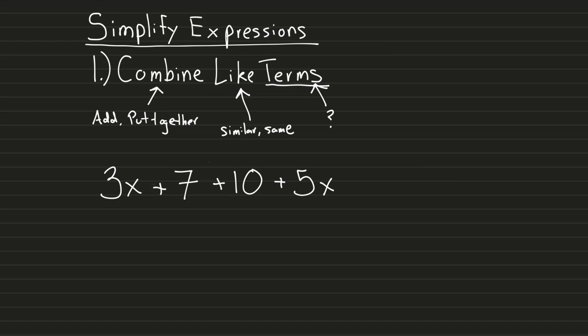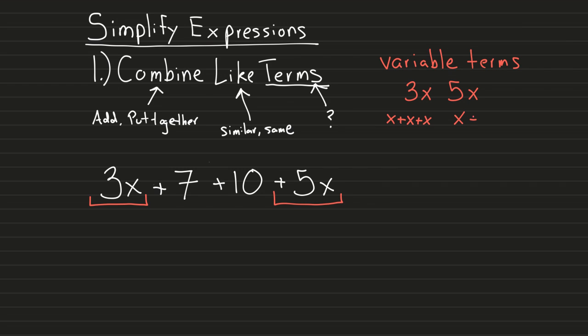In algebra, we have variable terms. So here I've underlined in red what we would call our variable terms. These are any terms that have a variable in them. So notice I've got x in both of those. So I have 3x and I have 5x. Now if I have 3 x's and then I add 5 more, I think that most of you can probably see that, hey, what I've actually got here is 8x.